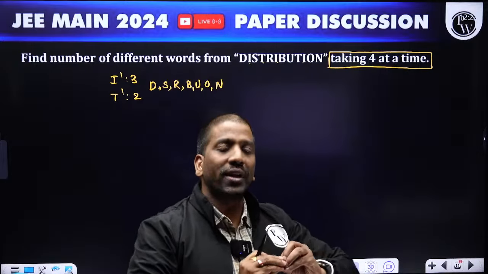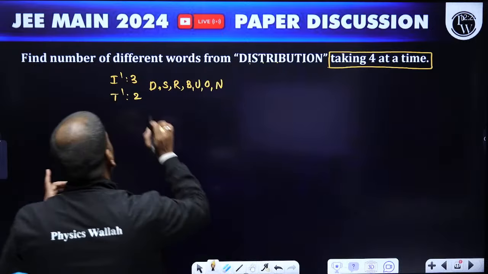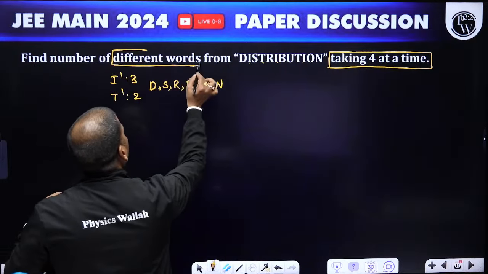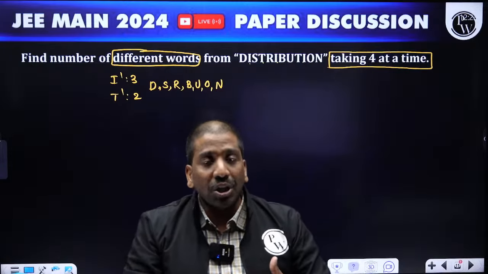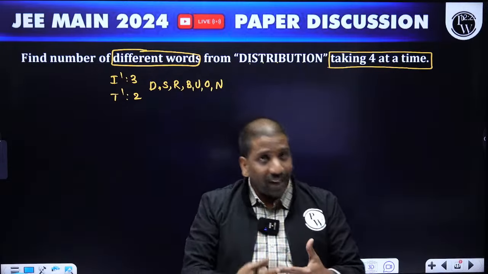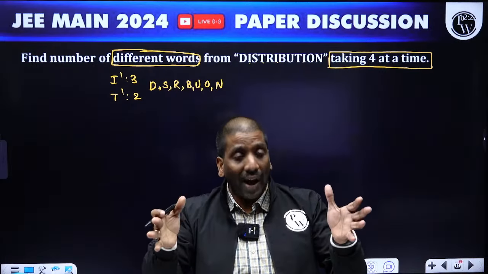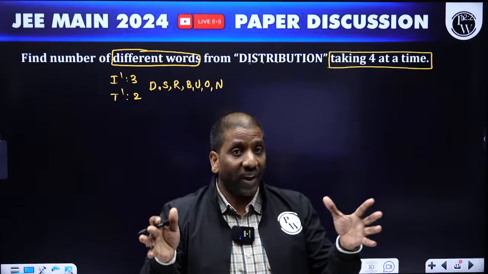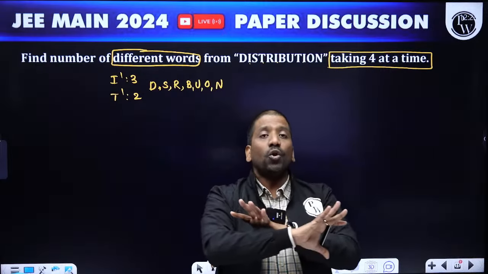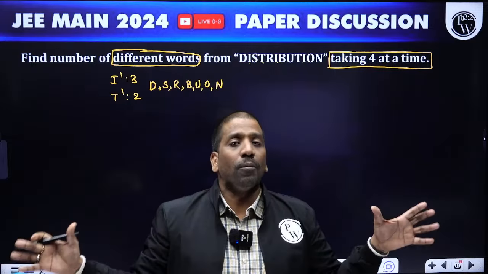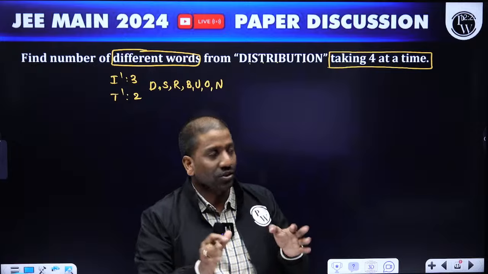We don't have a direct formula in this case. Why? Because it is not just selection, but different words. When forming different words, we need to arrange them, and when arranging, the letters are not all different. It will vary how many are alike and how many are unlike, so we get different possibilities. That's the reason we don't have a single direct formula. So what will we do? We will write it into cases. What are the cases?